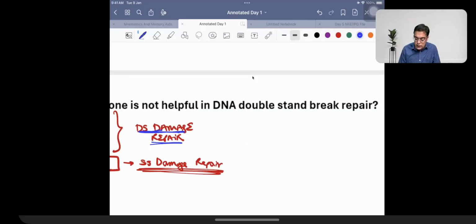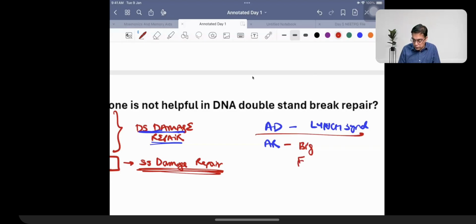Apart from that, the easy question is autosomal dominant and autosomal recessive. I hope this one is easy for you. Autosomal dominant is Lynch syndrome. Autosomal recessive is Bloom syndrome, Fanconi's anemia, ataxia telangiectasia, and xeroderma pigmentosum. So that is what is known to most of you.